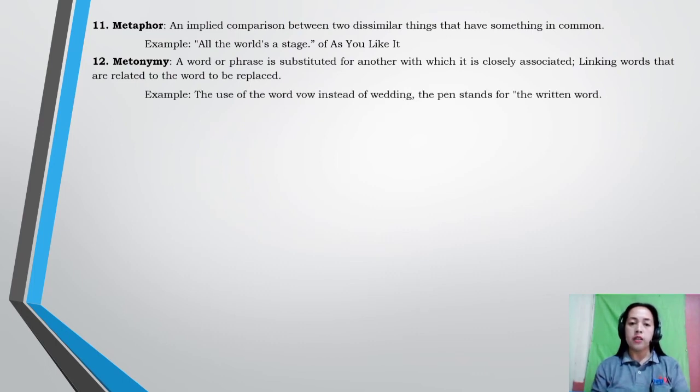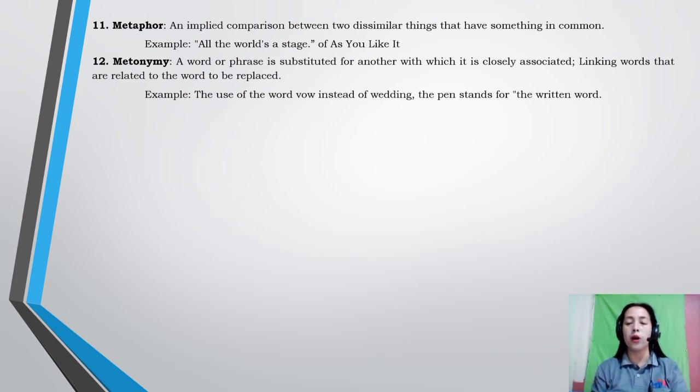Example, the use of the word vow instead of wedding. We attended the vow of this couple. Instead of wedding, you use vow. The pen stands for the written word. The pen is mightier than the sword. So here you have metonymy. The pen stands for the written word. The sword is battle, physical battle. So it's symbolism in that sense.